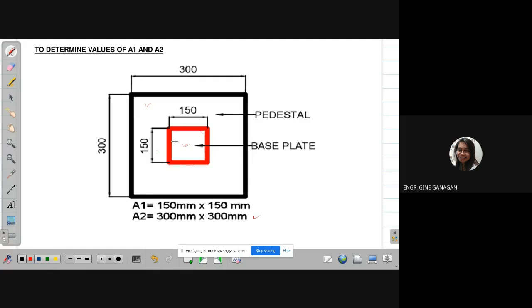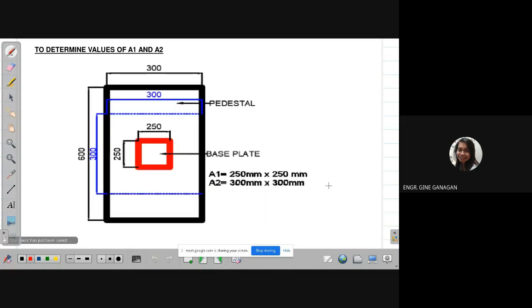So, pag square, ang ating both yung pedestal natin tsaka yung base plate natin, yung area 1 natin is yung area ng base plate kasi yan yung in contact with the pedestal. And then yung area 2 natin is the maximum yung area ng pedestal. Okay? So, what if we have rectangular pedestal tapos square naman yung base plate natin?